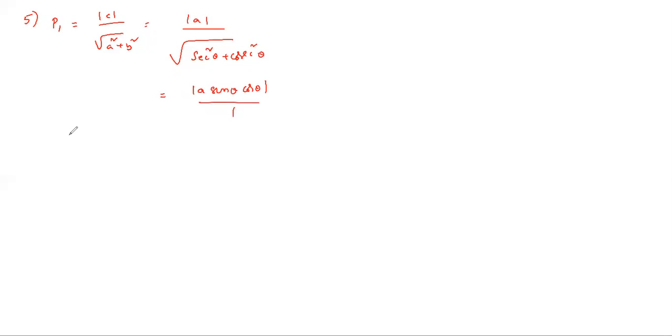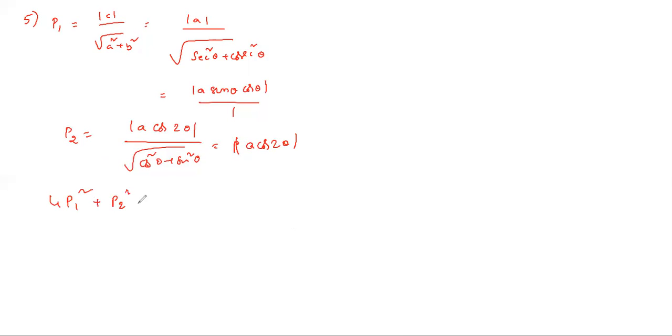value is 1. Similarly, P2 for the second line is mod A cos 2 theta by root of cos square theta plus sin square theta, which is 1. So this is P2. P2 is mod A cos 2 theta. Now we have to find 4P1 square plus P2 square.